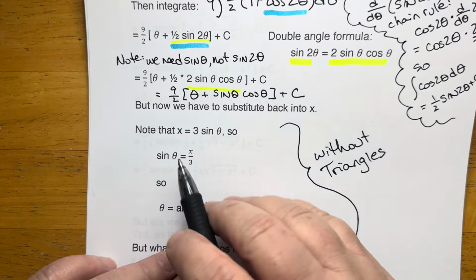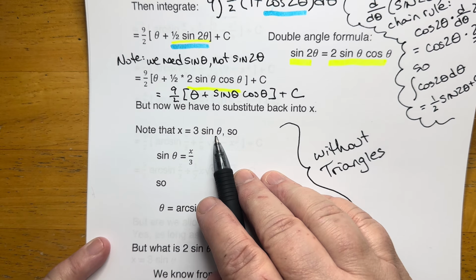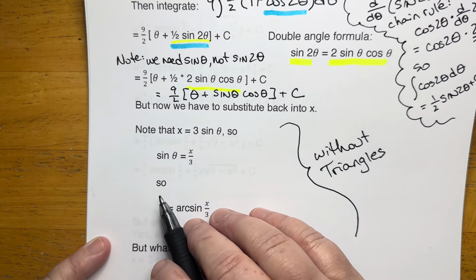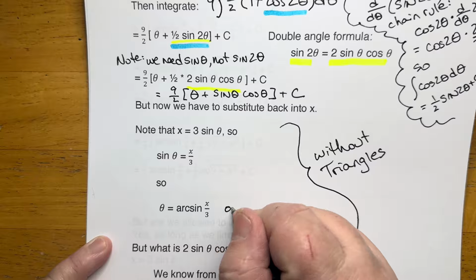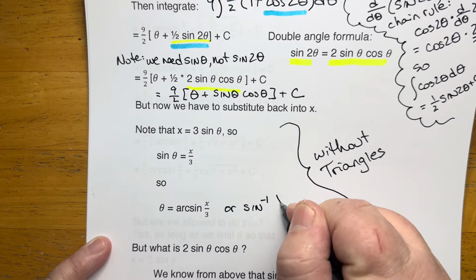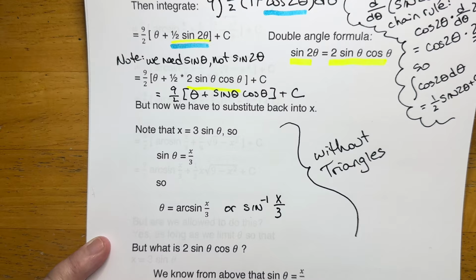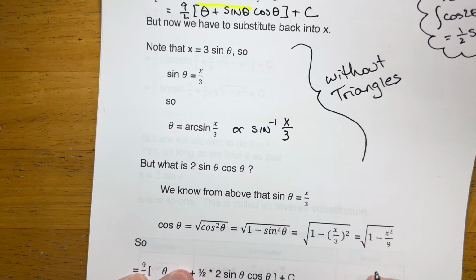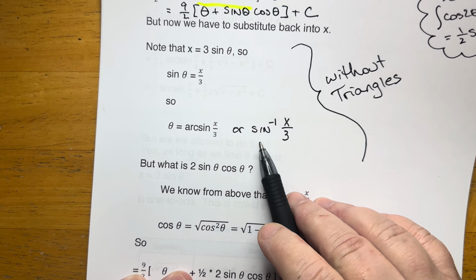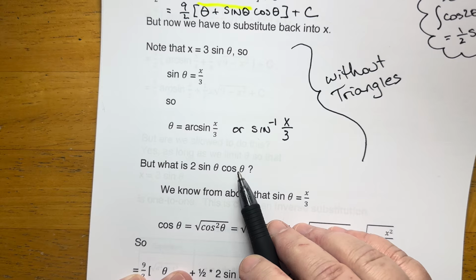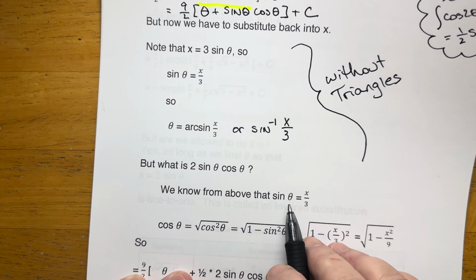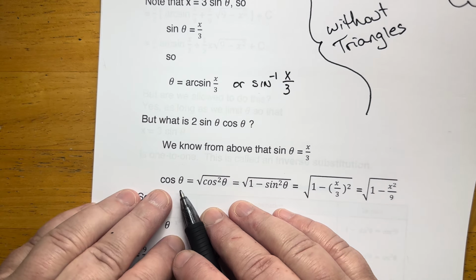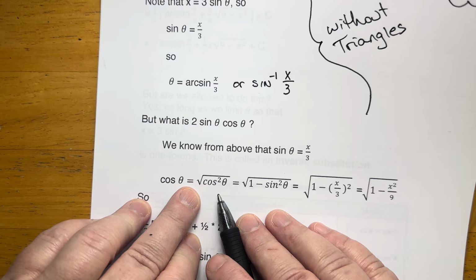So remember that way back when, x was 3 sine theta. So sine of theta is x over 3, right? Divide both sides by 3. So theta is arc sine, which you can also write as the inverse sine of x over 3. Now, we do not have sine by itself. We have 2 sine theta cosine theta. We know that sine of theta is x over 3. So what is cosine? Well, cosine theta is the square root of cosine squared.